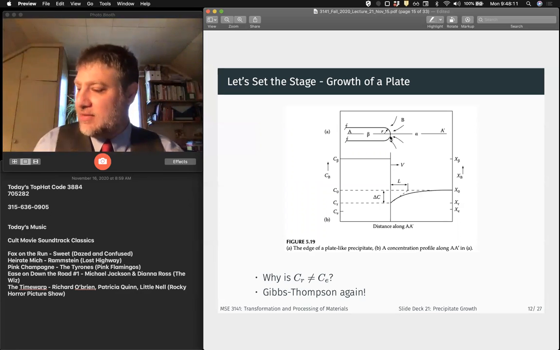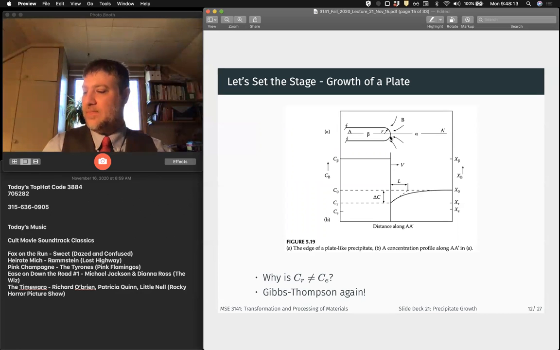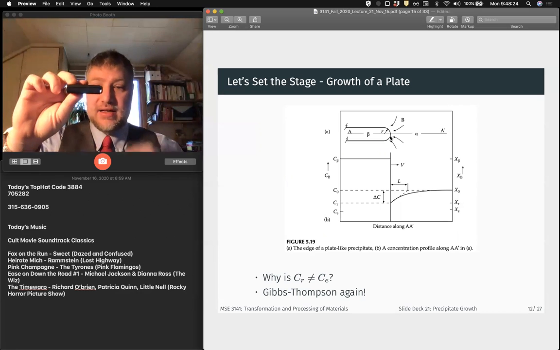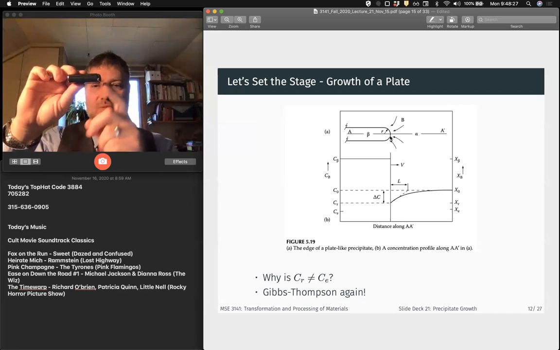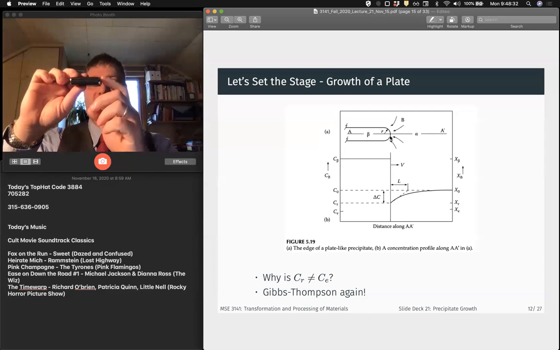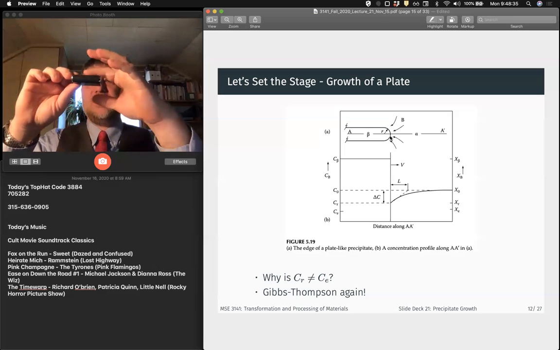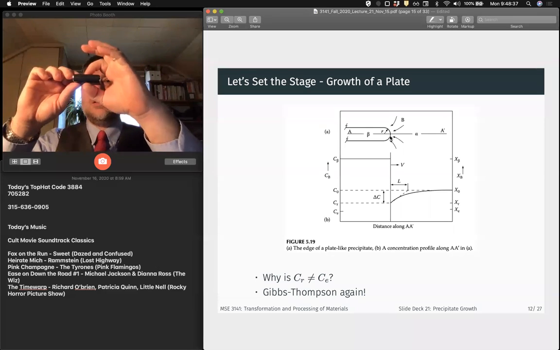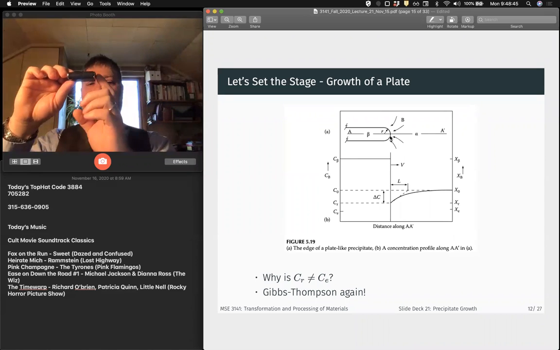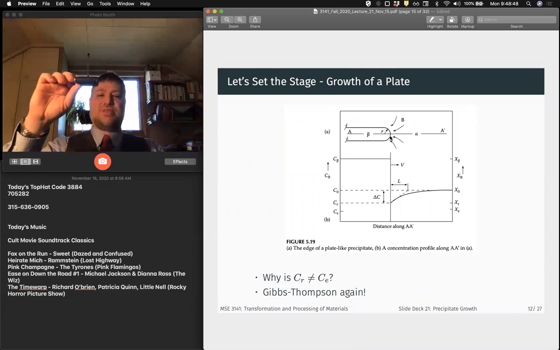In reality, we have a very different situation, right? We have a, oh, right, okay, my trusty Zippo lighter. We have a plate like this with a radius of curvature. This is a curved interface, right? And we want to know, and this interface here is coherent or semi-coherent. So it's not going to grow. It's going to grow very slowly this way. This is an incoherent interface. It can grow faster this way.